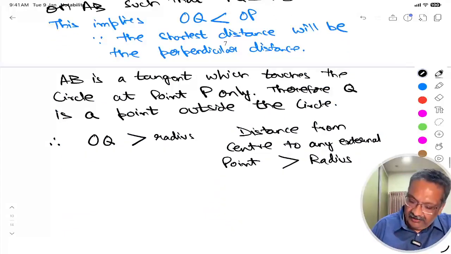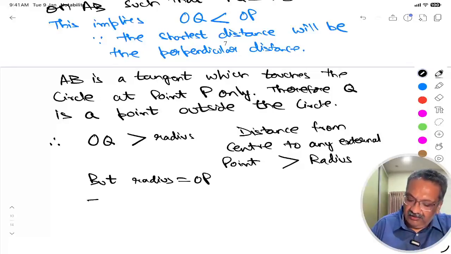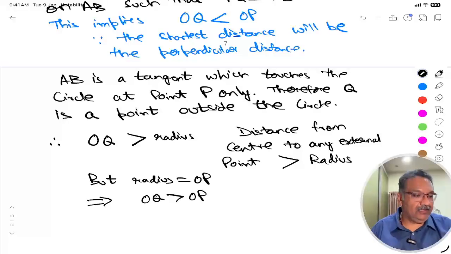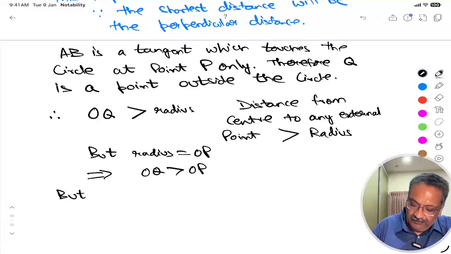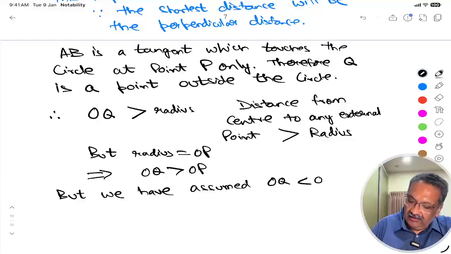But we have radius is equal to OP. So this means OQ is greater than OP, correct? Which is not possible, but we have assumed, as per our assumption, OQ is lesser than OP.